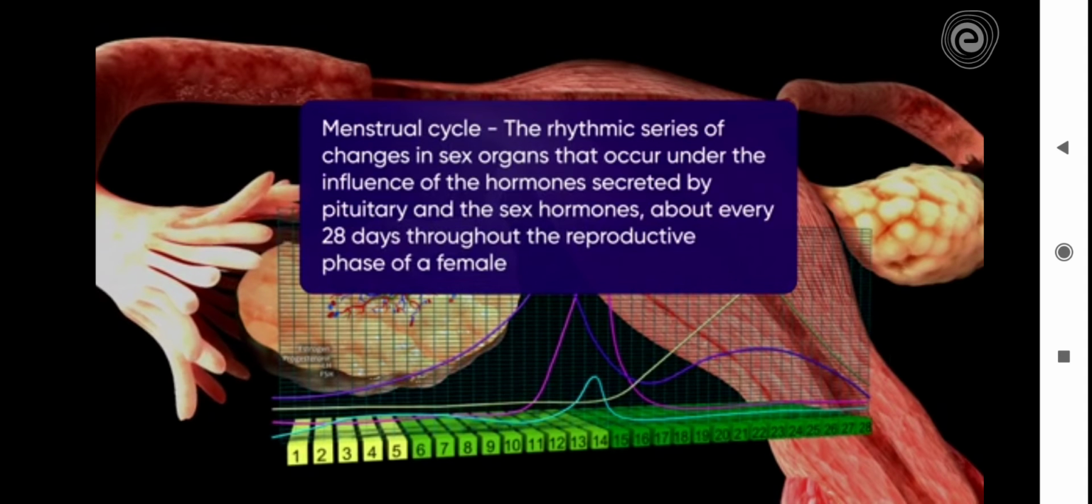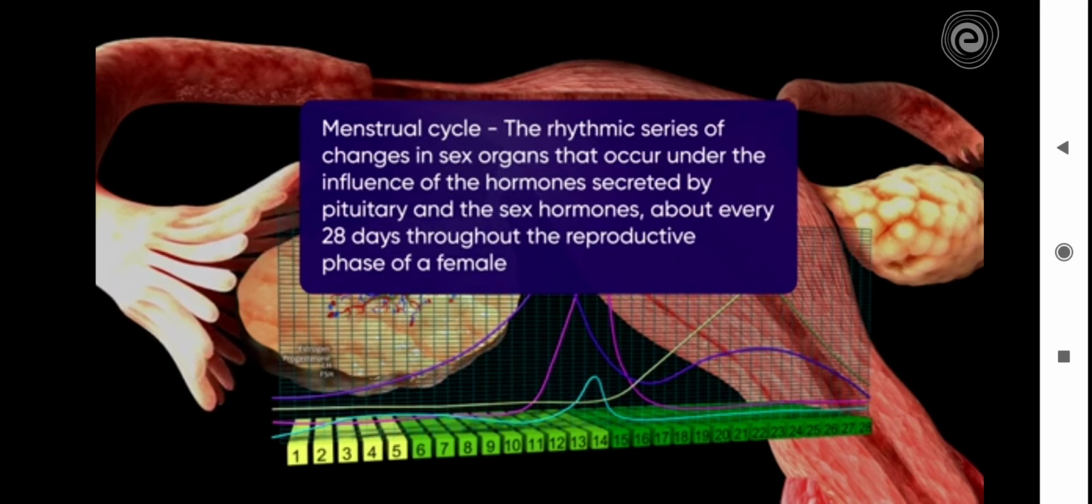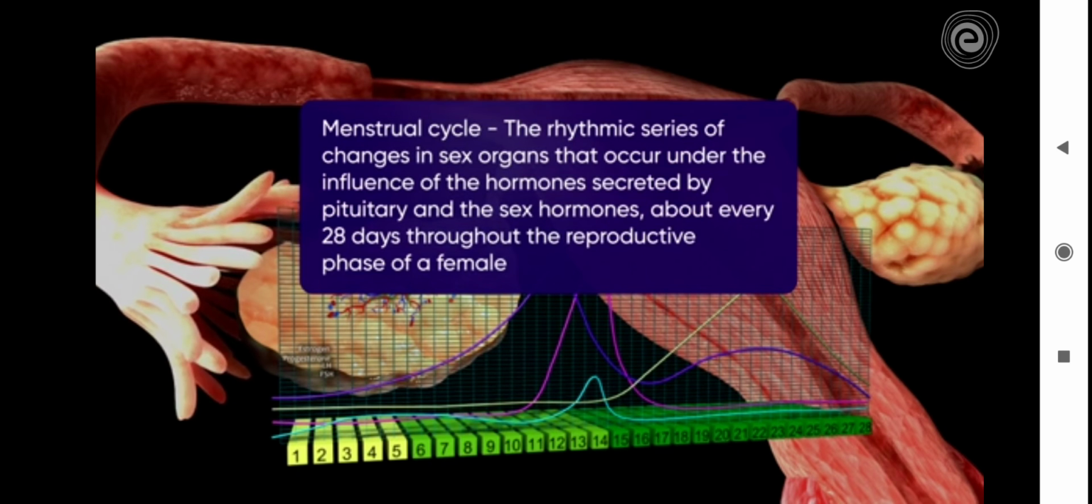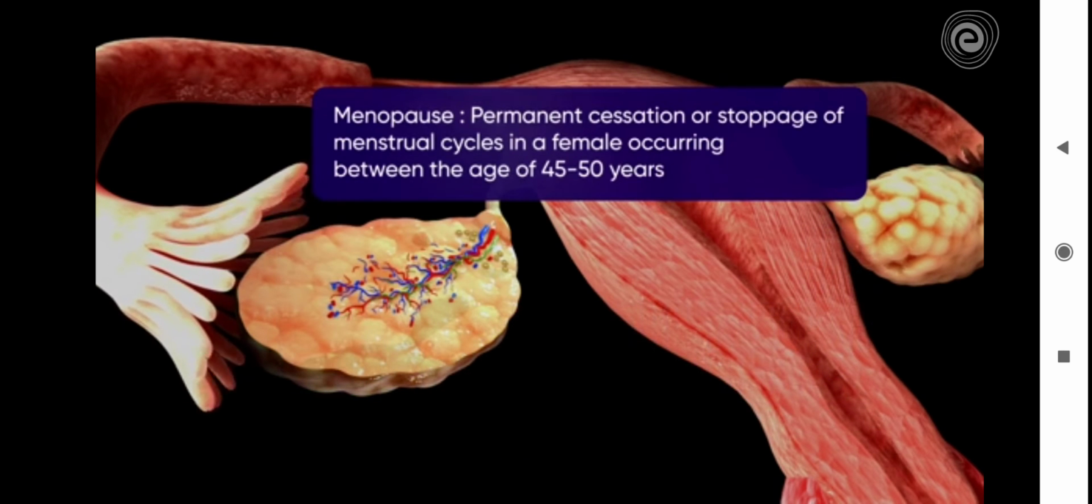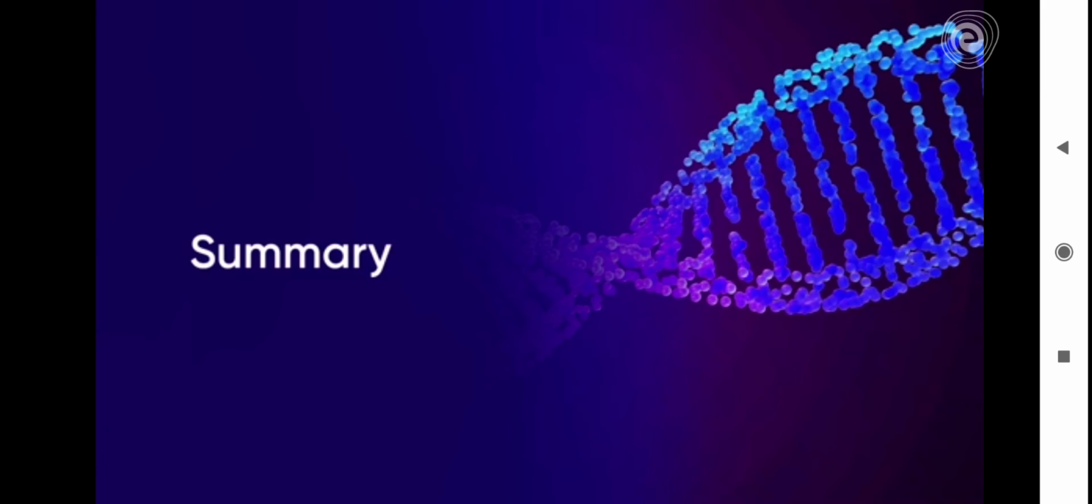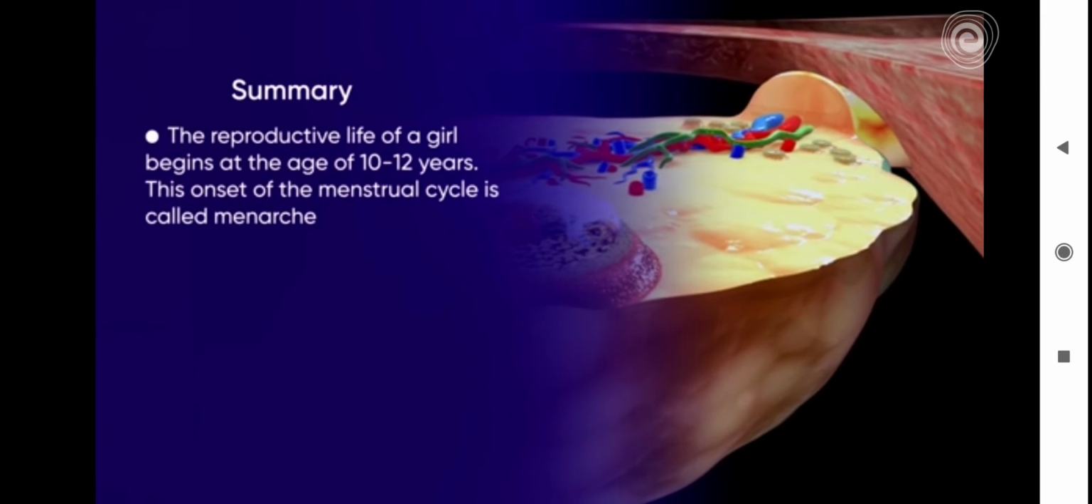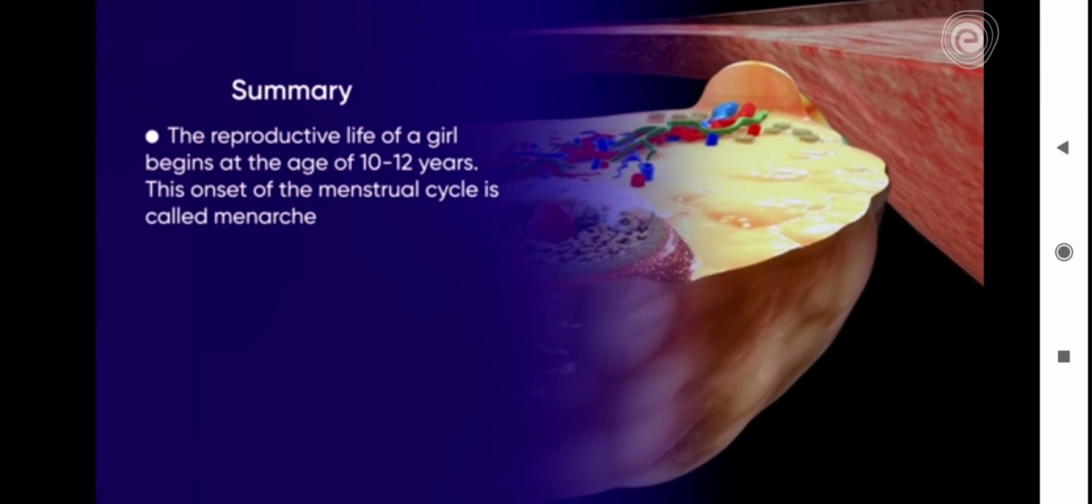So, the rhythmic series of changes in sex organs that occur under the influence of the hormones secreted by the pituitary and the sex hormones, about every 28 days throughout the reproductive phase of a female, is called the menstrual cycle. Permanent cessation or stoppage of menstrual cycles in a female occurring between the age of 45 to 50 years is called menopause.